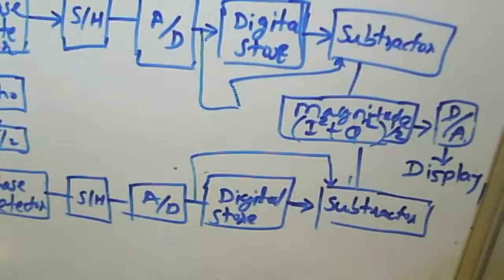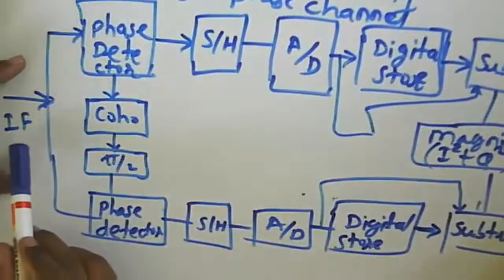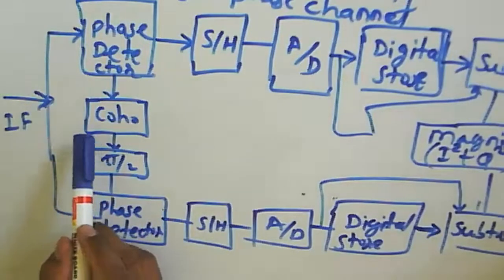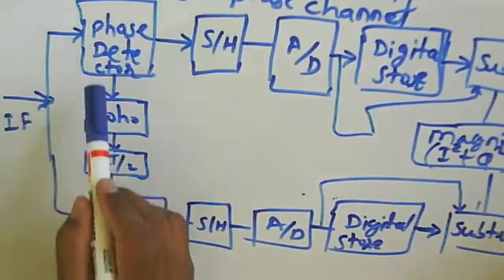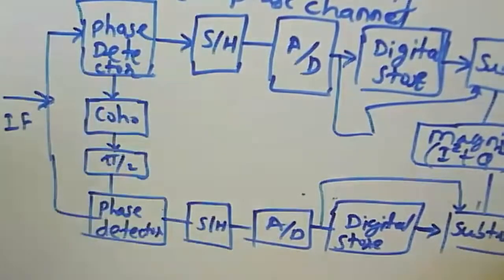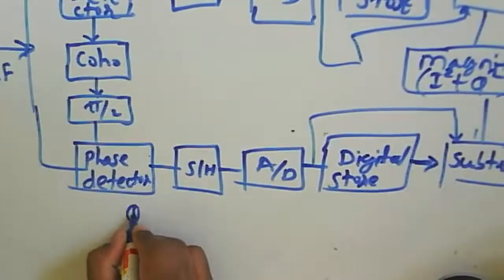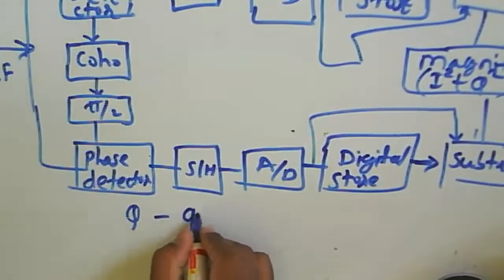Simply, if you consider it in blocks here, we have the IF input, the output of the IF amplifier, which will be split into two channels: one the in-phase channel and another the quadrature channel, Q.